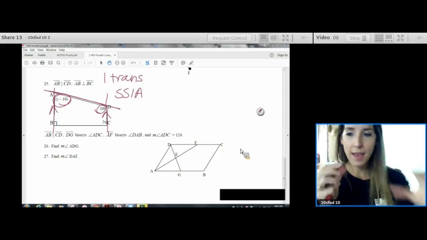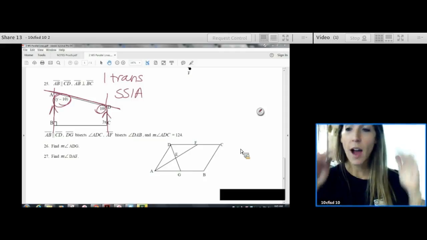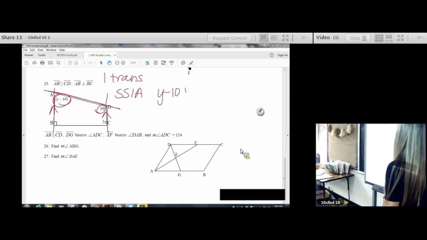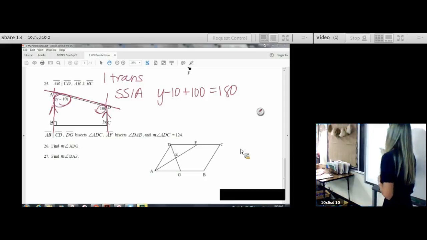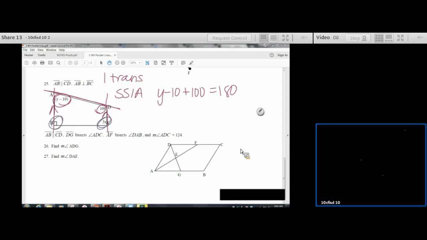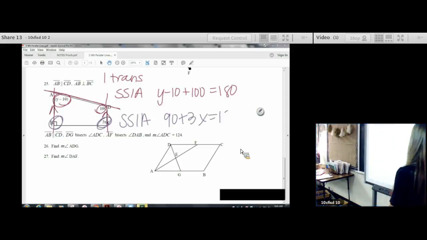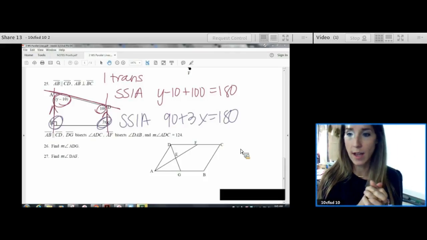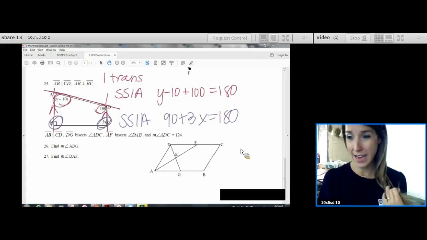So make sure you pick the ones that are created by the parallel lines by bolding or highlighting the parallel lines. So you're going to do y minus 10 plus 100 equals 180. And then you're going to do same side interior angles, 90 plus 3x equals 180. So what I'm doing there is I'm adding up my same side interior angles to equal 180. You should never have an equation that has both x and y in it at the same time.